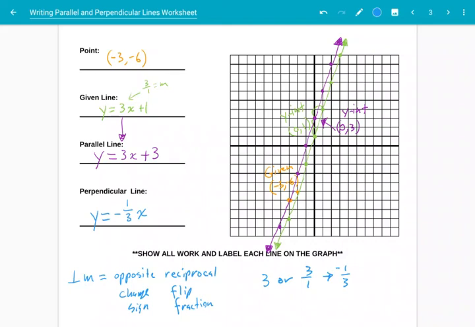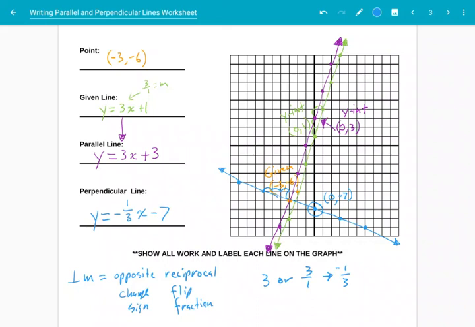We're starting from the given point. So I'm going to go down 1 and over 3 to right there. And then up 1 and back 3. And now I can draw that line through here. There's the perpendicular line. And there's the y-intercept. It's at 0, 1, 2, 3, 4, 5, 6, negative 7. So minus 7. And there we go.